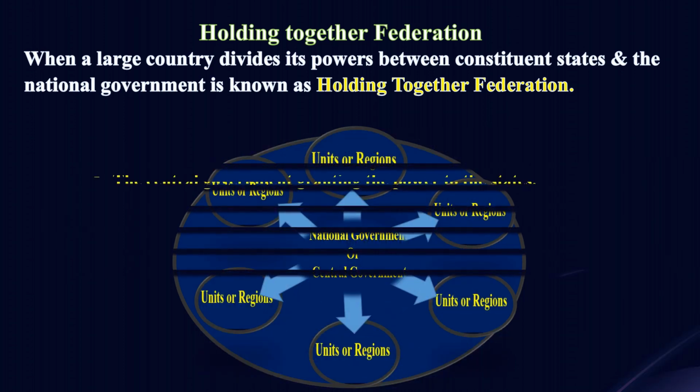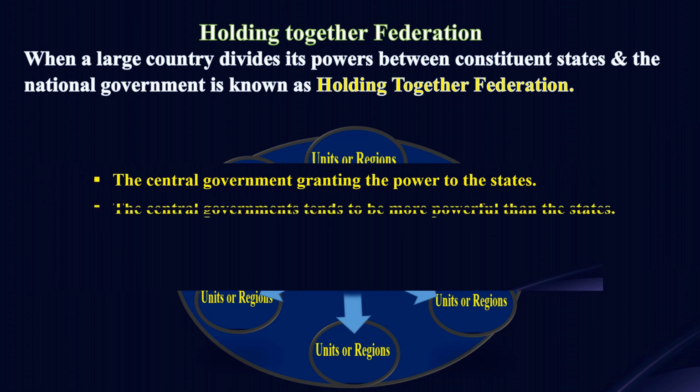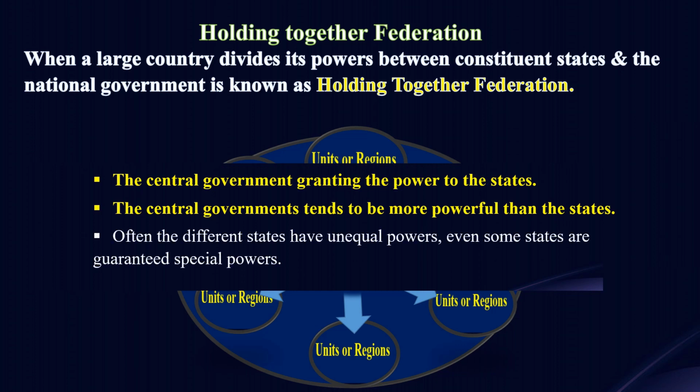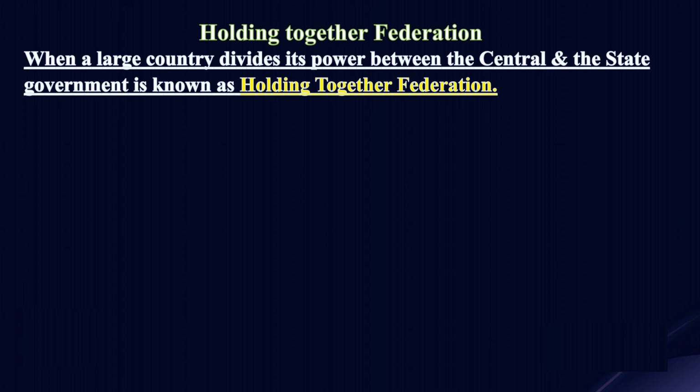Under this federation, the central government grants the power to the states. Thus, the central government tends to be more powerful than the states. Under this federation, often different units of the federation have unequal power. This means all the states of the federation may not have equal powers. Even some states may be granted special powers from the central government. For example, in India, some states have been granted special powers. Thus, in short, you would write, when a large country divides its power between the central and the state government, it is known as holding together federation.